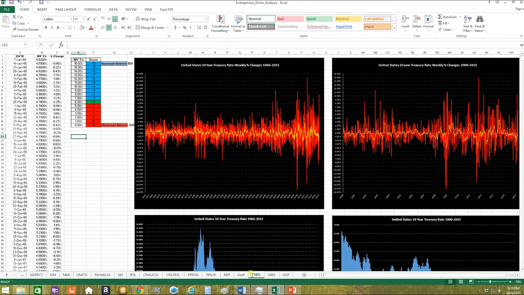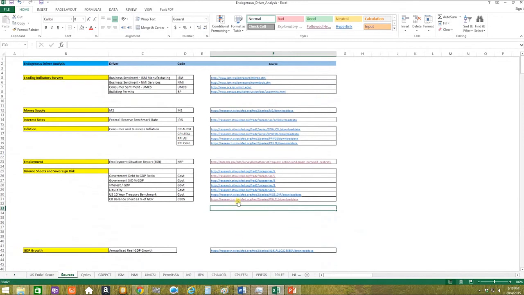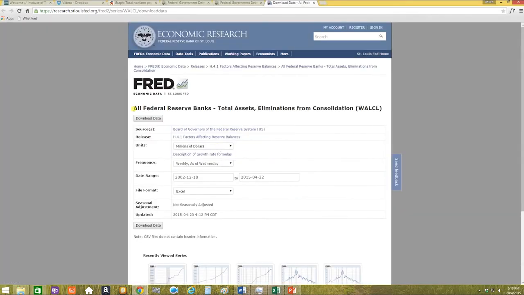So if you come out of the T10 percentage tab here, and we go to sources, to obtain the data, you're looking for the cell central bank's balance sheet as a percentage of GDP, so CBBS. And we're going to the St. Louis Fed again, and the data you're looking for is all Federal Reserve banks, total assets, and the code WALCL. So you can go and get that data yourself, no problem.